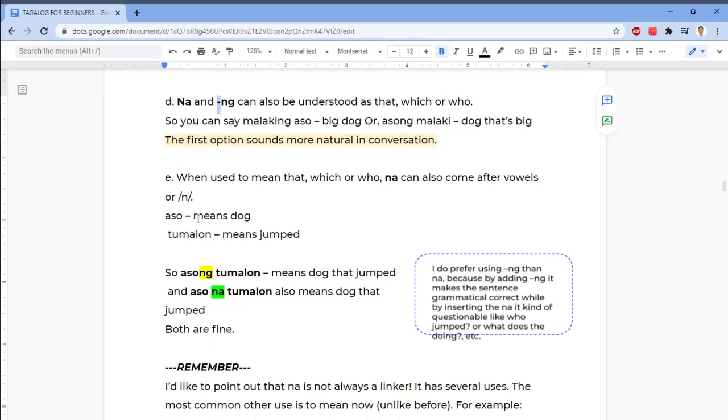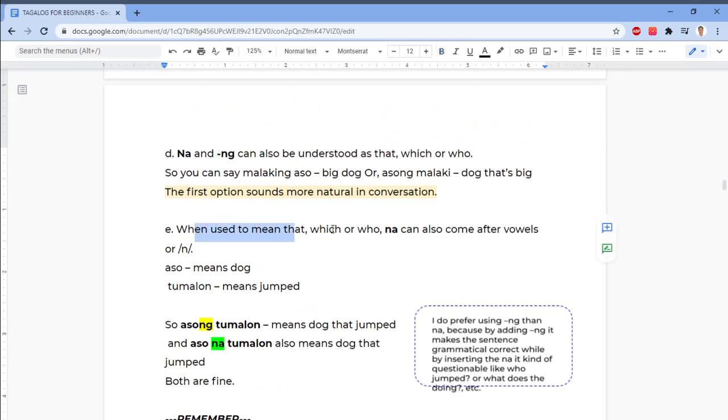Next, when used to mean that, which, or who, na can also come after vowels. But take note, I just want to remind you that na is not a really good thing to place after vowels. For example, aso na tumalon means dog that jumped. Aso na tumalon.